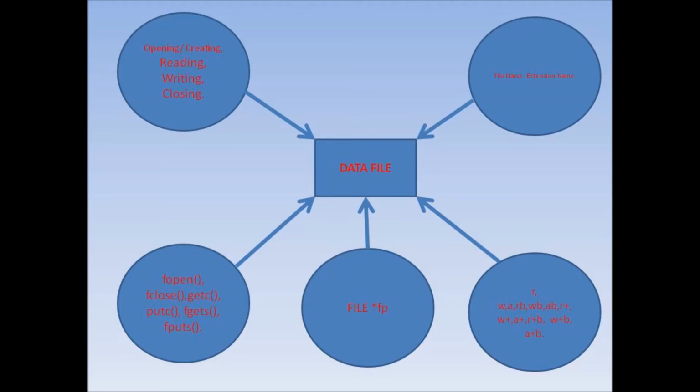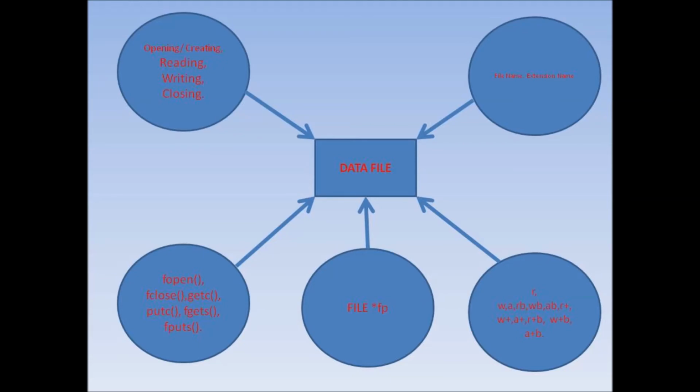Similarly, we have another function, the fputs function. This fputs function writes a line of characters into a file. All these functions I'll discuss in detail with examples later. We know that a file is identified by its name, so whenever we save a file, we need to give a file name.